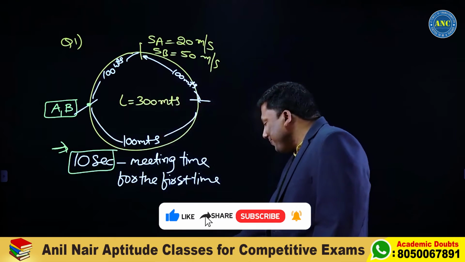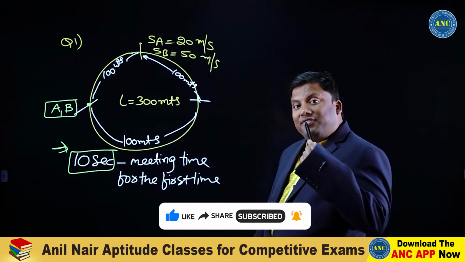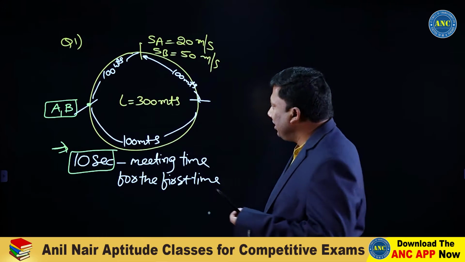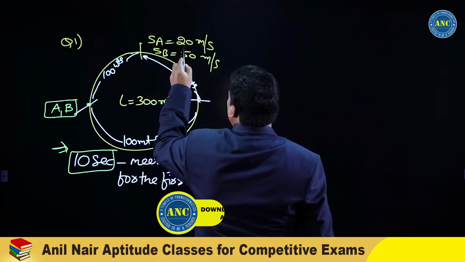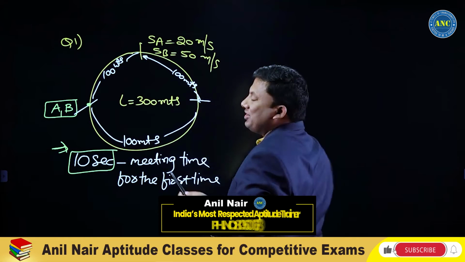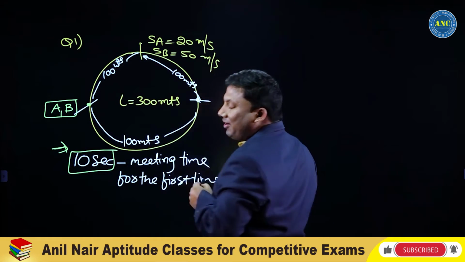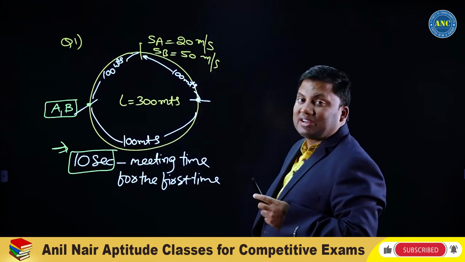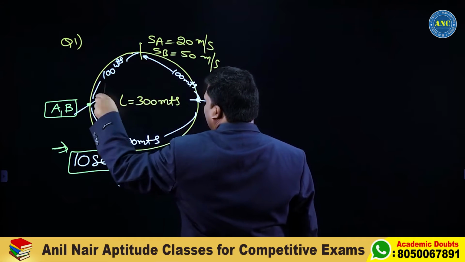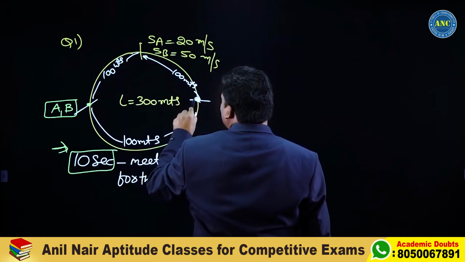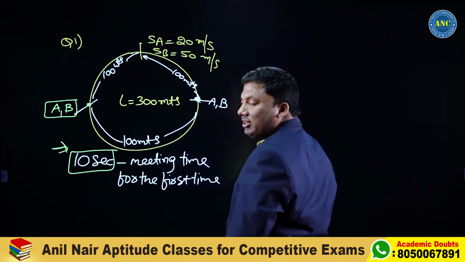Now see here how we can do other problems. For every 10 seconds, A and B will meet. Again after 10 seconds, A will travel how much? 200. So 100, 100. A is here. B will travel how much? After 10 seconds, 500: 100, 100, 200, 300, 400, 500. That means A and B are meeting again for the second time on the track.